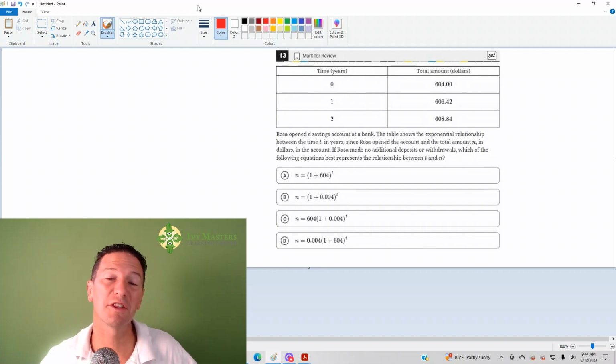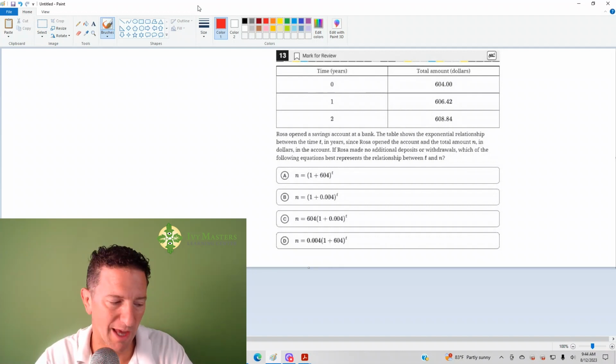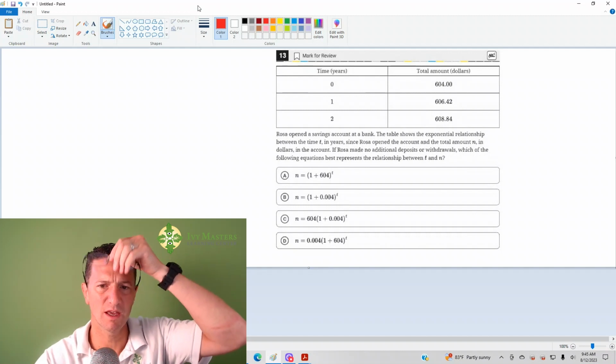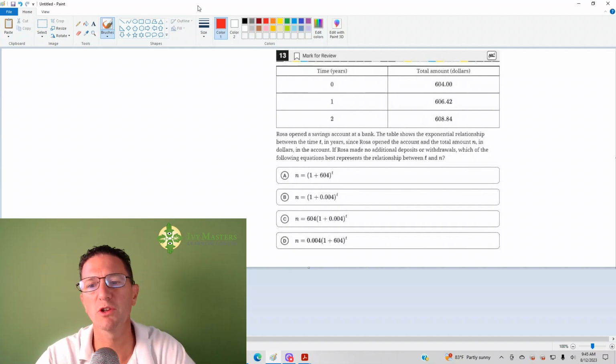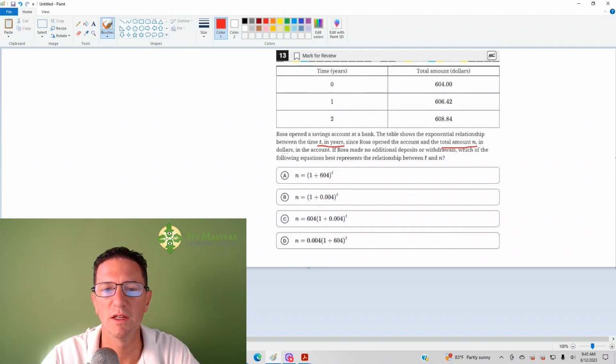And today we're going to look at the 13th question from the Digital SAT Test 1 Module 1. This is from the Bluebook app, and the question reads, Rosa opened a savings account at a bank. The table shows the exponential relationship between T, in years since Rosa opened the account, and the total amount N, in dollars, in the account. If Rosa made no additional deposits or withdrawals, which of the following equations best represents the relationship between T and N?